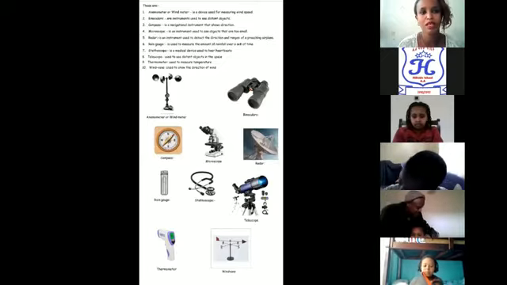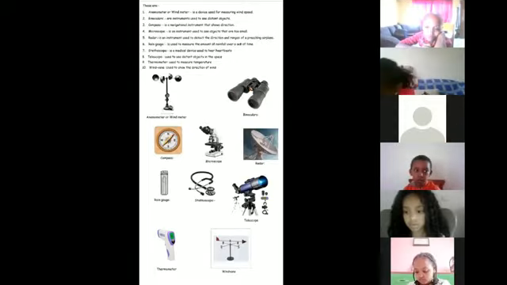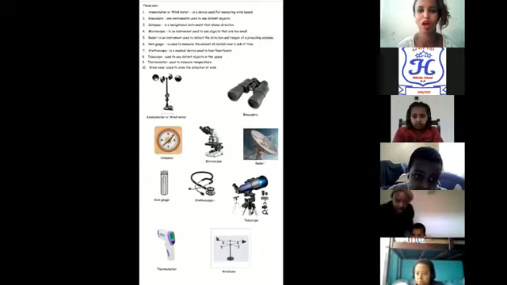Okay? The difference between anemometer and wind vane. Anemometer is a device used to measure the speed of a wind. It helps us to see the speed of a wind. Whereas wind vane is used to show the direction of the wind. The difference is the speed of the wind and the direction of the wind. So you have to differentiate between these two instruments.